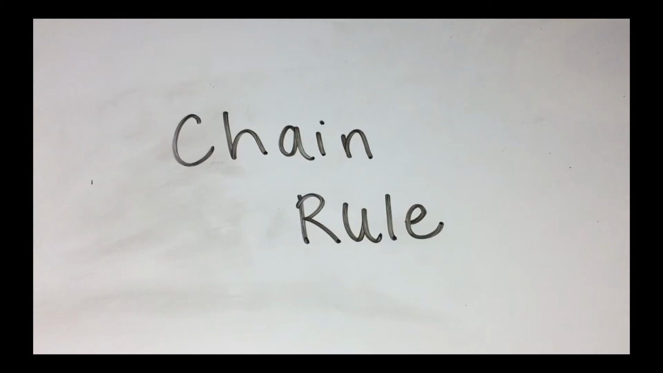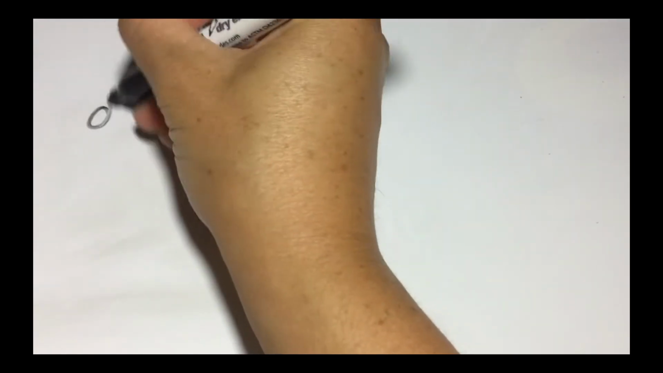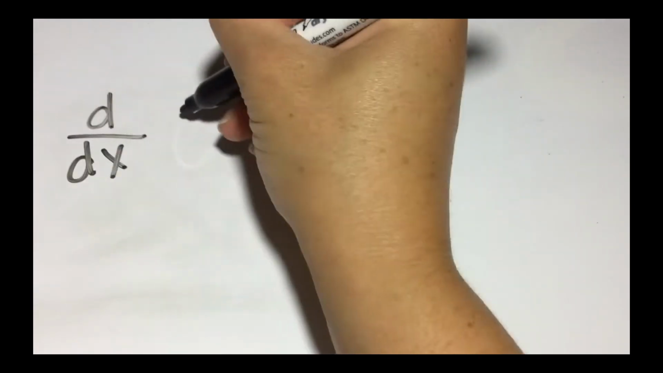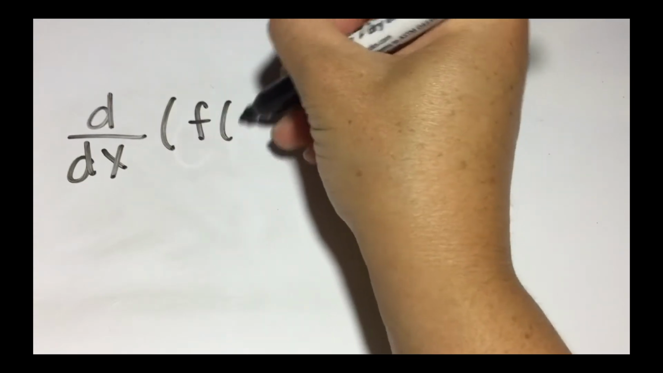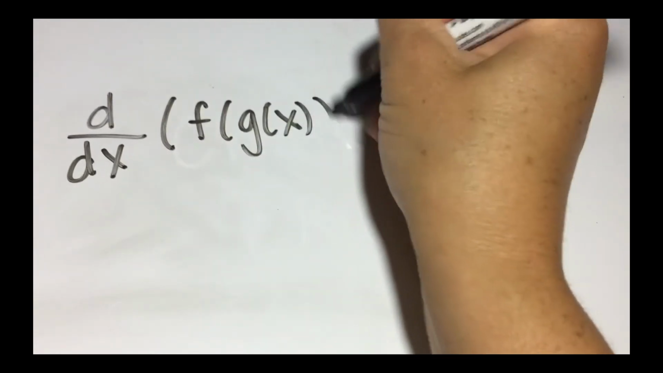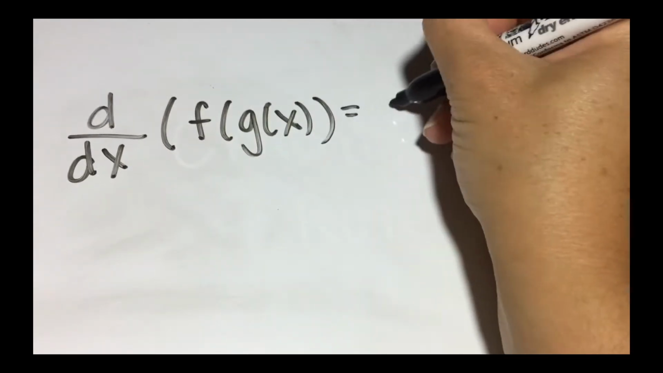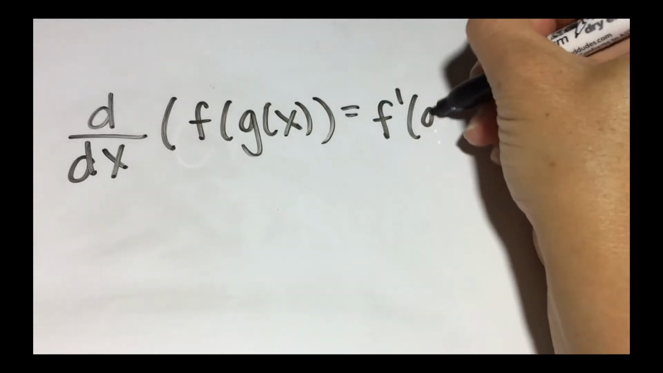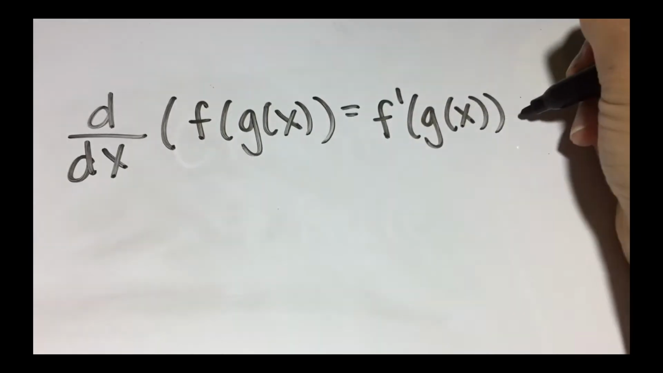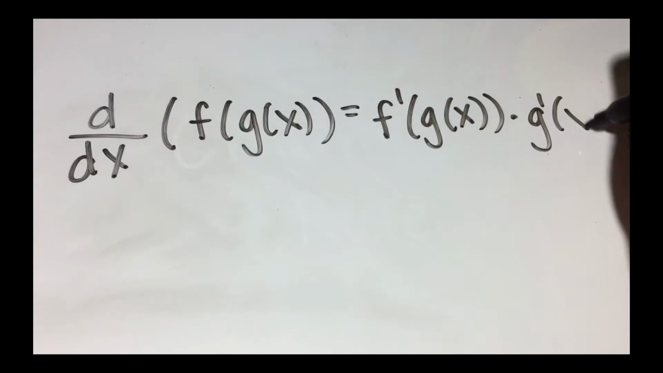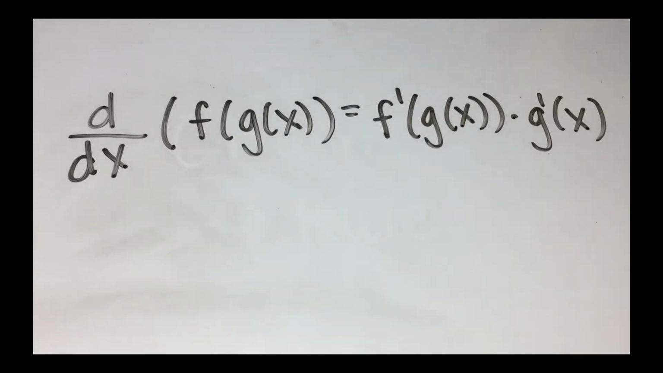In this video, I will be showing how to use the chain rule, which is one form of differentiation. So we will use the chain rule when we have a composite function. So here we have f of g of x and we want to find the derivative. First off, we're going to do the derivative of the outer function evaluated at the inner and then multiplied by the derivative of the inner function.